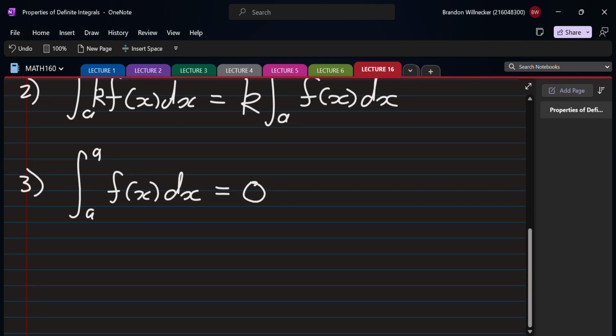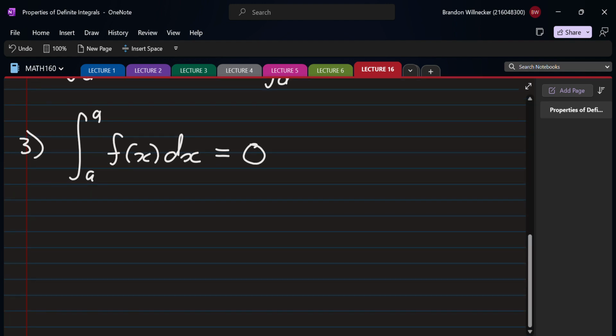Okay. If you were to show this using that sum definition, remember how we define that delta x. It's the upper bound minus the lower bound divided by n. If the upper bound is A and the lower bound is A, you take the difference and get 0. So your delta x is 0, which makes everything 0.